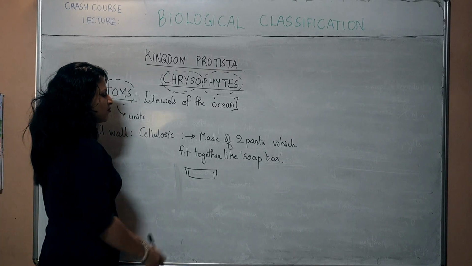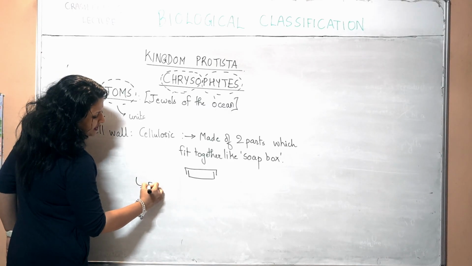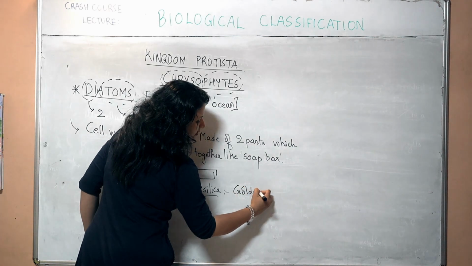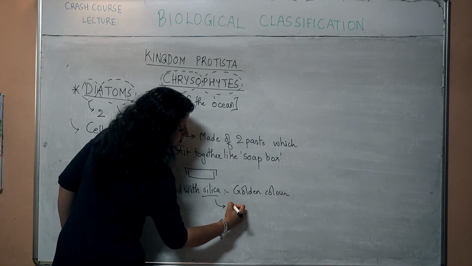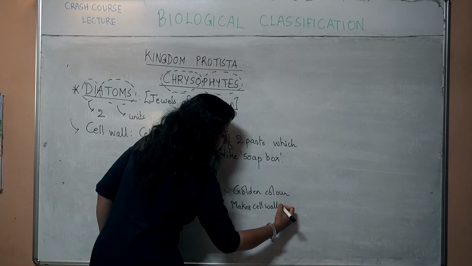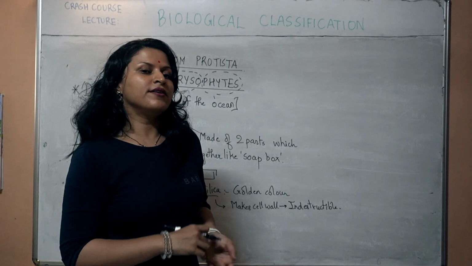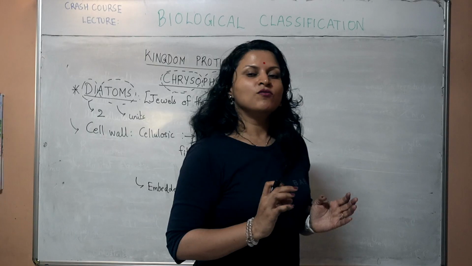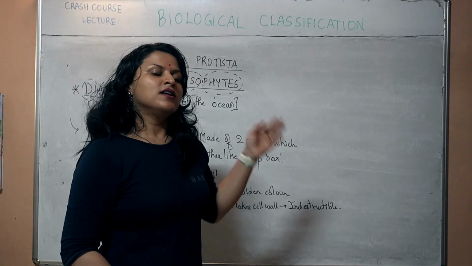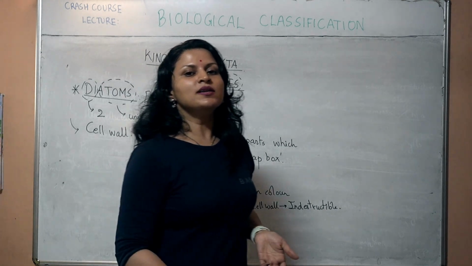This is how the appearance will be from the side. One bigger half and one smaller half. This cellulosic cell wall is embedded with silica, and because of this silica they appear golden in color, and the silica also makes their cell wall indestructible. Even after cell death, the cell wall remains indestructible. The organic content of the cell will all decompose, but what will not decompose is the cell wall. The cell wall will sink to the ocean floor, and this sinking results in continuous accumulation over millions and millions of years.